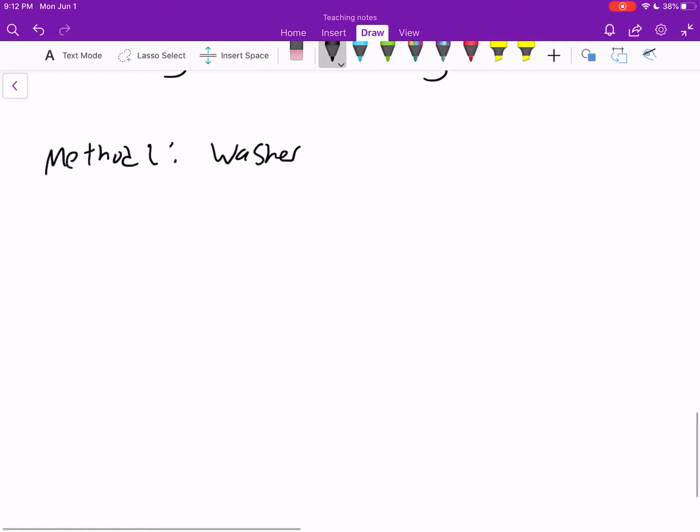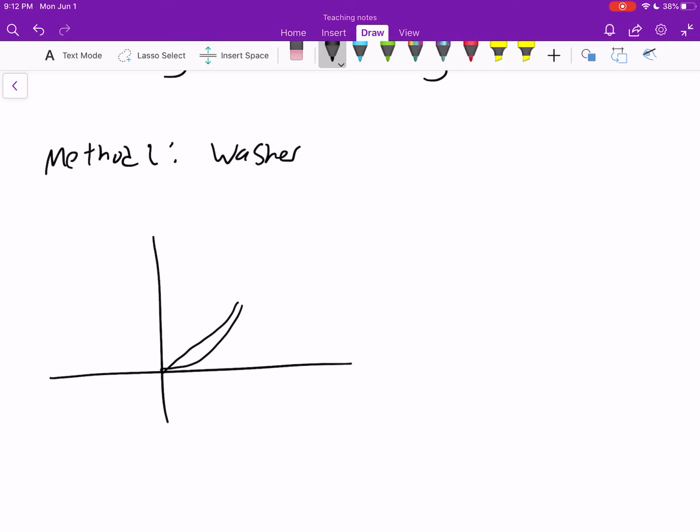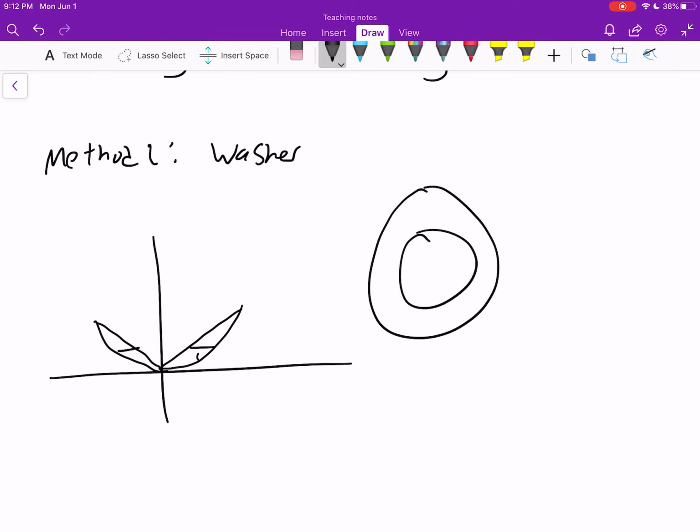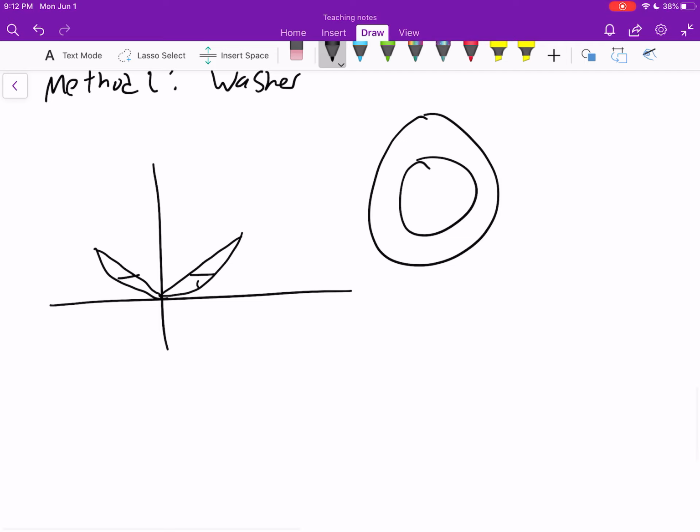So the idea behind this one is, I think the first example we saw was if you had a shape that looked something like this and you rotated it about the y-axis here, you would get something that looks like this. And when you take cross sections here, you're going to get this circle with a giant hole in the middle. It looks like a washer. So when I draw this, this is solid here, and then the inner circle is empty.